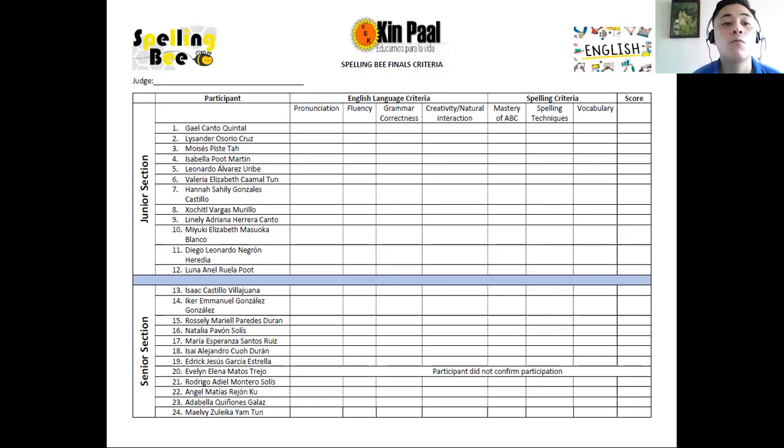So, these are the members of this final section of the competition. We have 24 finalists, with the exception of one participant, number 20, Evelyn Elena. She did not confirm her participation on time, so according to the rules and regulations, she cannot participate in this section. Regarding having been selected, she will not be taking part in this. That narrows it down to 23 participants.